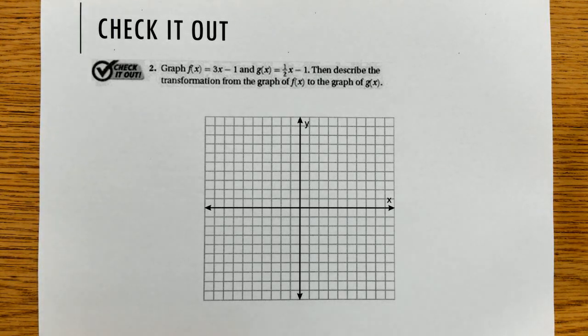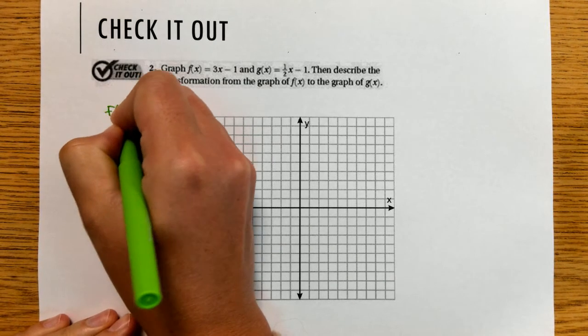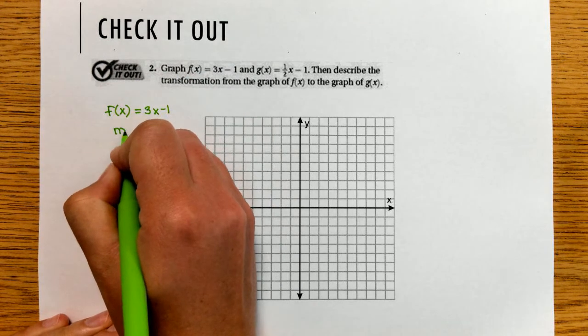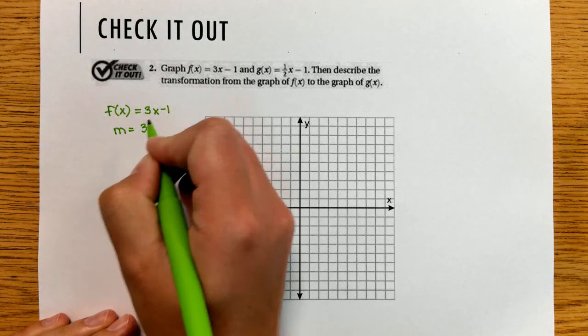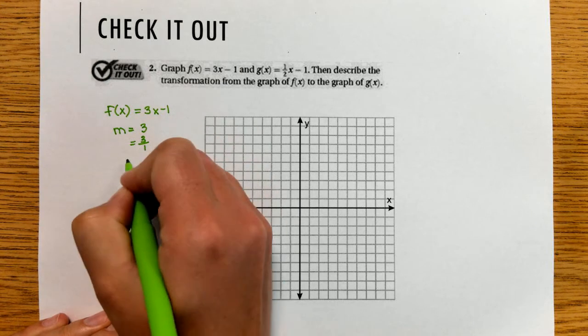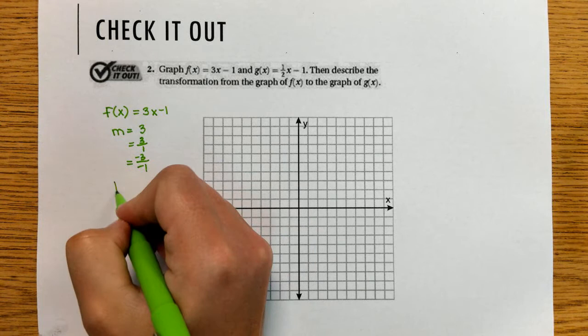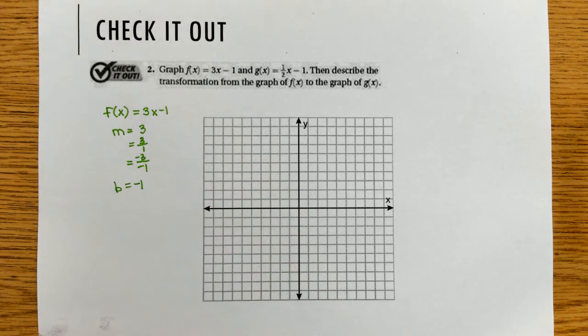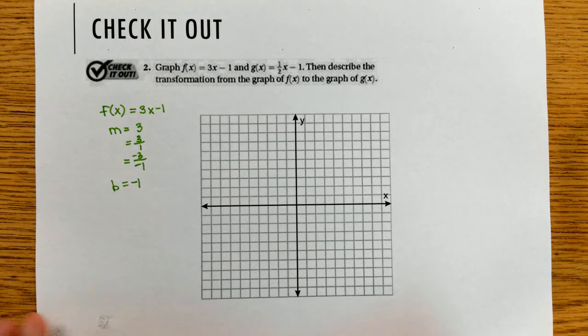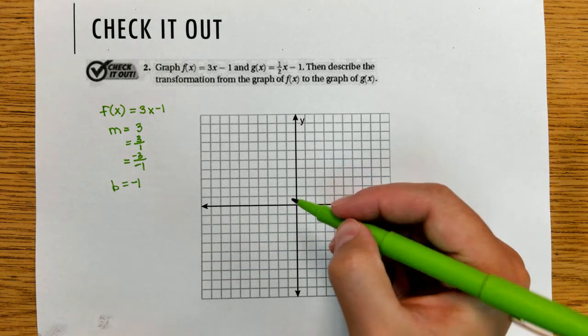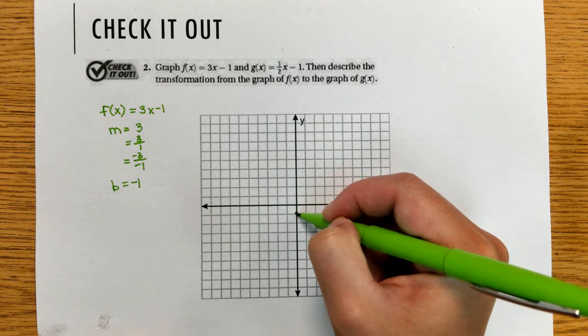So here we have two graphs again. We have f of x, which equals 3x minus 1. So my slope is 3, or I could write that as 3 over 1, negative 3 over negative 1. And then my y-intercept, my b, is negative 1. So starting with my y-intercept, negative 1 is b, so that's going to be right here.